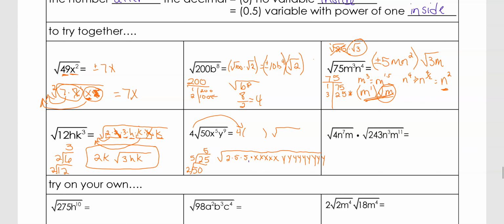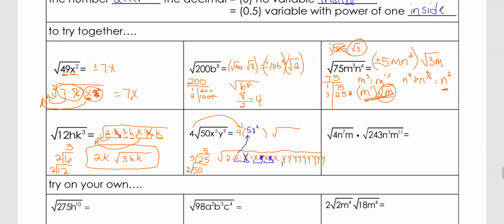Right, so we have a pair of 5s right here. Again, one of the 5s can come out, but only if he kills his partner. And we have two pairs of x's. One x can come out if he kills his partner, and 2 x's can come out if they kill their partner. So we have x squared.